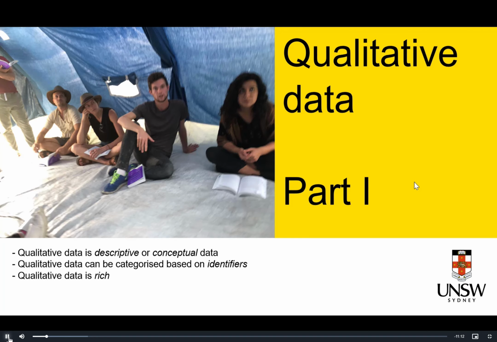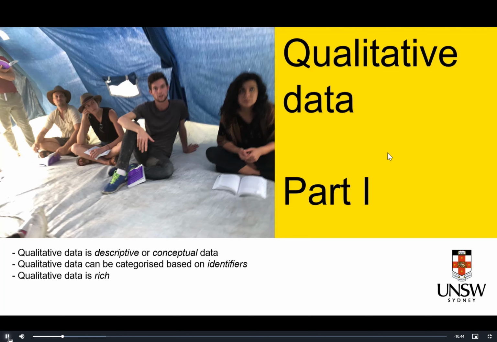So for instance, we have a photo here. This is in a tent. This was with a group of students that I had a little while ago, and we were in a tent and we were simulating an exercise where we were pretending to be refugees, and we were conducting an interview. And an interview is something that is descriptive.